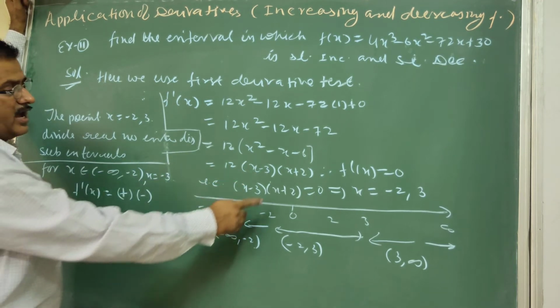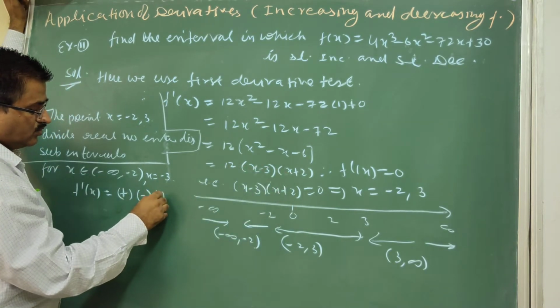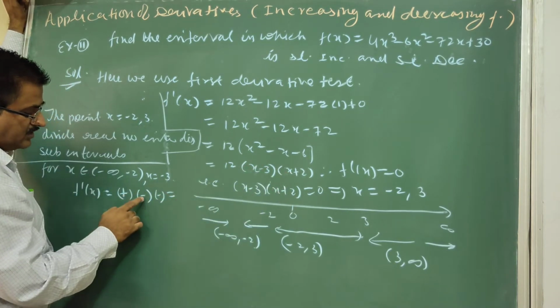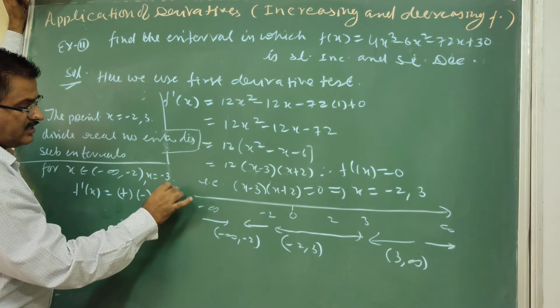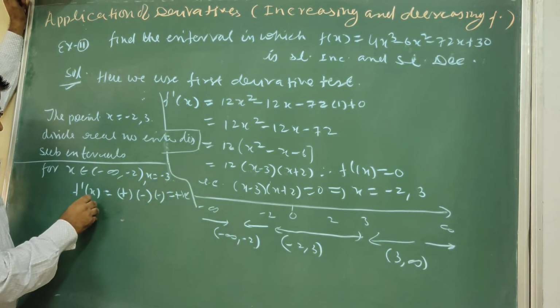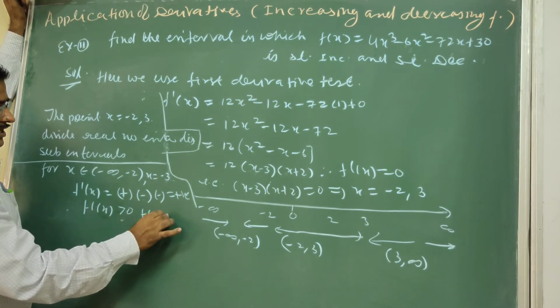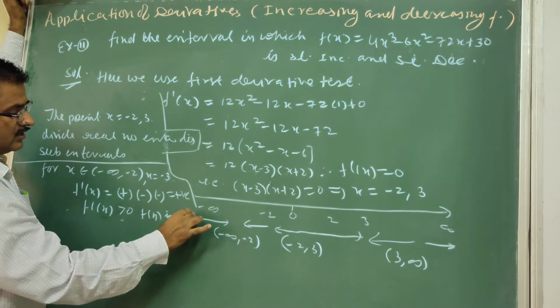You have to check the sign. So -4 plus 2, that is -2. So overall plus into minus, that is positive. Therefore f dash x is greater than 0. So fx is steadily increasing.